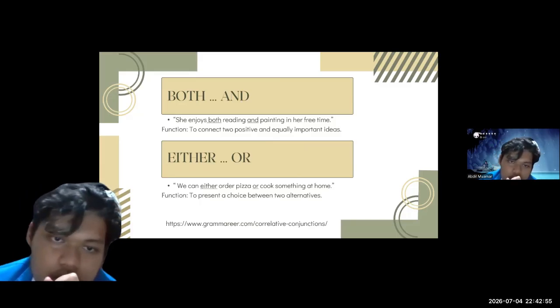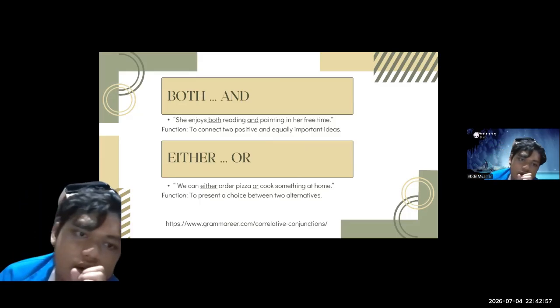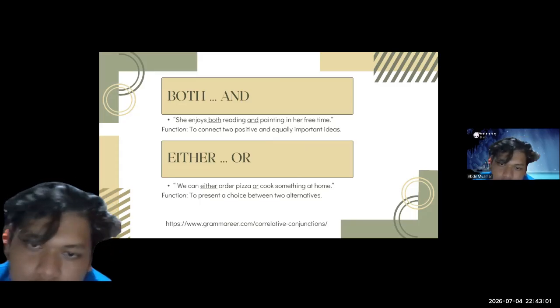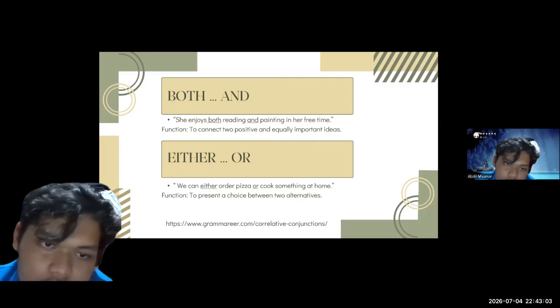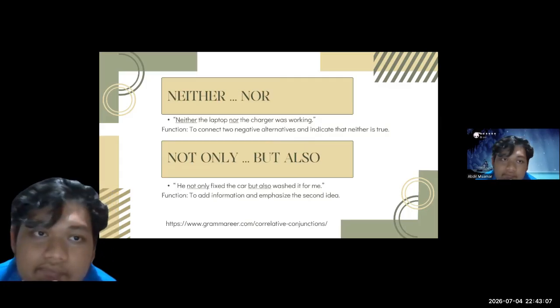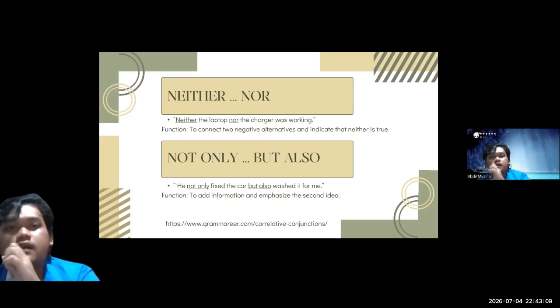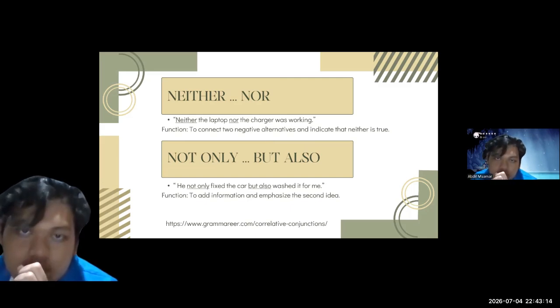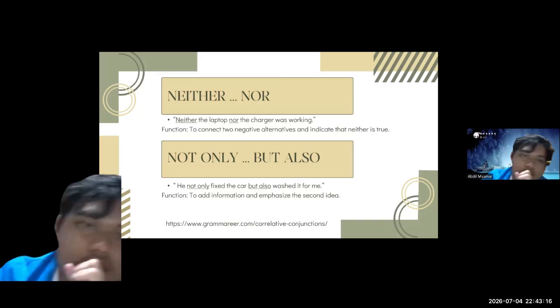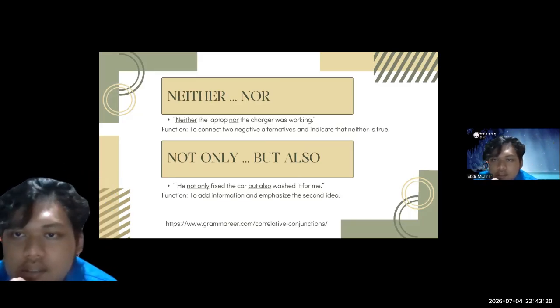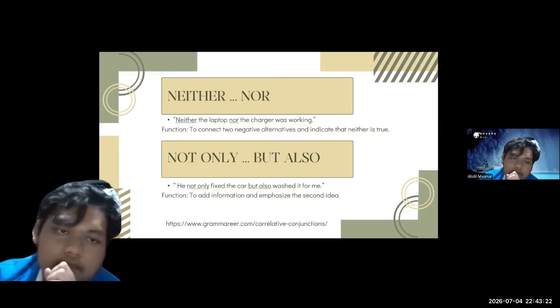Next is either and or. We can either order a pizza or cook something at home. The function is to present a choice between two alternatives. Neither and nor. Neither the laptop nor the charger was working. The function is to connect two negative alternatives and indicate that neither is true.